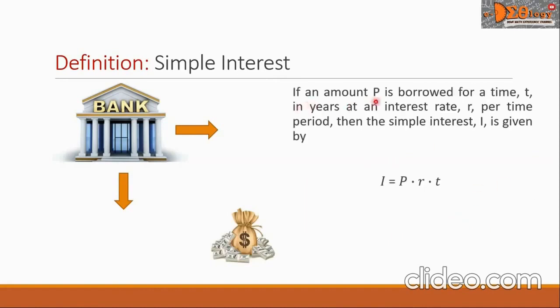If an amount P is borrowed for a time denoted by T in years at an interest rate denoted by R per time period, then the simple interest denoted by I is given by this formula. I equals P, that is the principal, times R, that is the rate, times T, and that is the time.